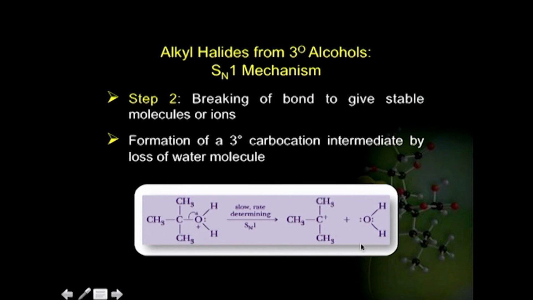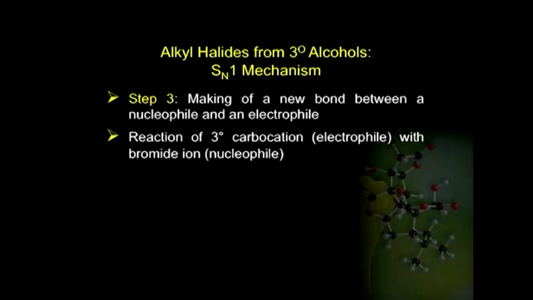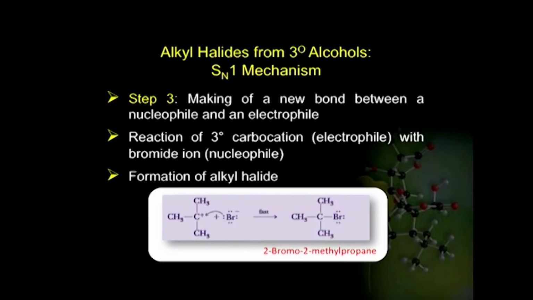a water molecule. Then finally, in the third step, making of a new bond between nucleophile and an electrophile takes place, and as we know that tertiary carbocation is an electrophile, bromide ion is the nucleophile, which combine together to give us the final product, and that is alkyl halide. So, we name this alkyl halide as 2-bromo-2-methylpropane. So, this is the SN1 mechanism.